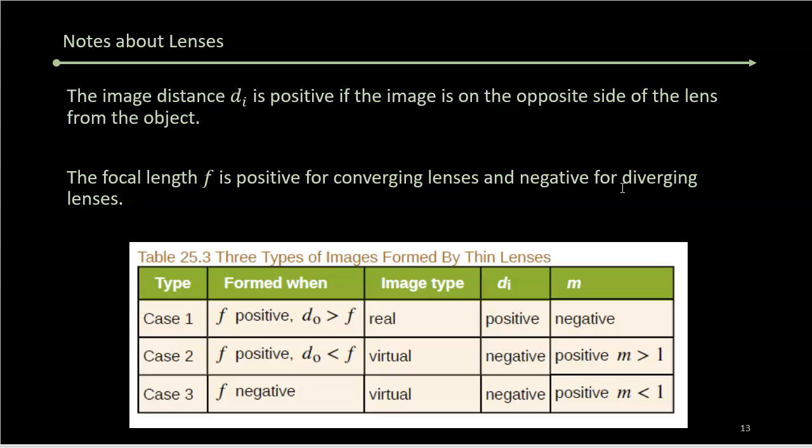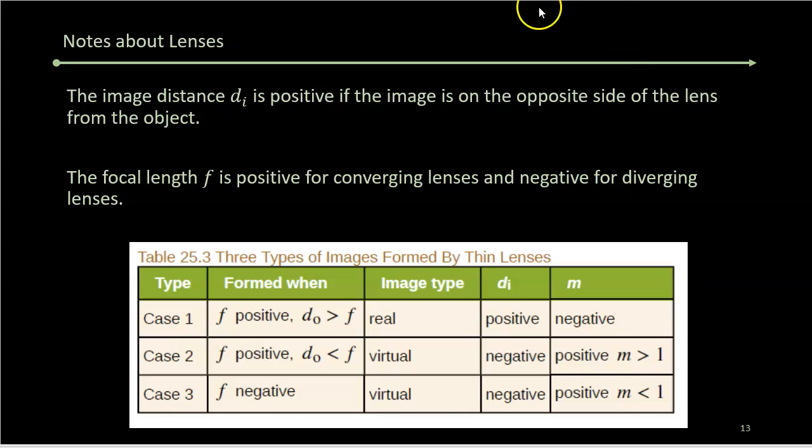And then if you have a diverging lens, the focal length is negative. The image is always negative, virtual. The distance to the image is always negative, i.e. you have to look through the lens to see the image. You can't project it onto anything. The magnification is positive, but less than 1.